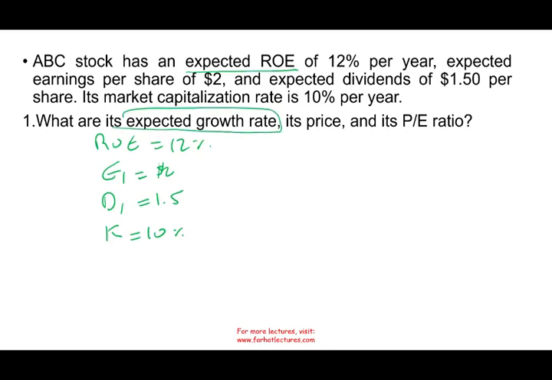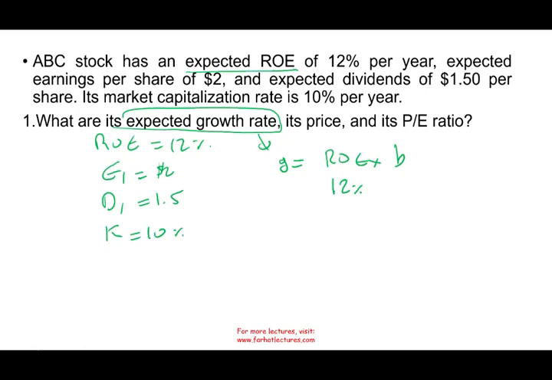So first, do you know the formula for the expected growth rate, which is B? Sorry, not B. Expected growth rate is G. What is G? G equal to ROE times B. Okay, so do we have ROE? Yes, we do, 12%. Do we have B? B is the plowback. How much do we keep?